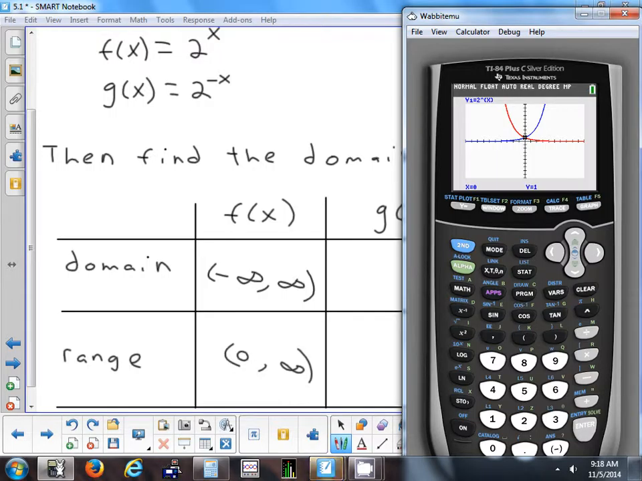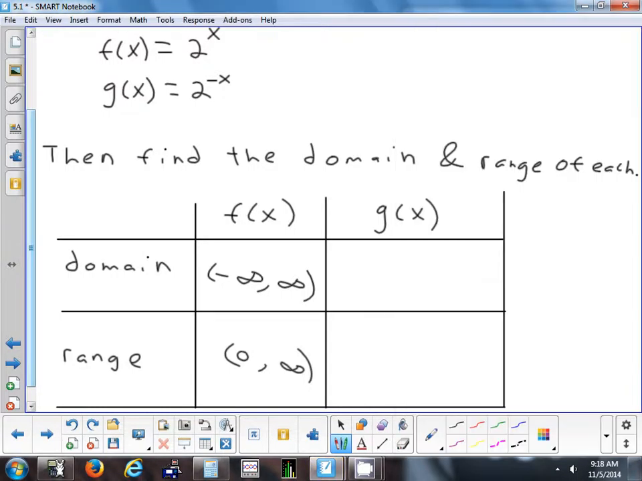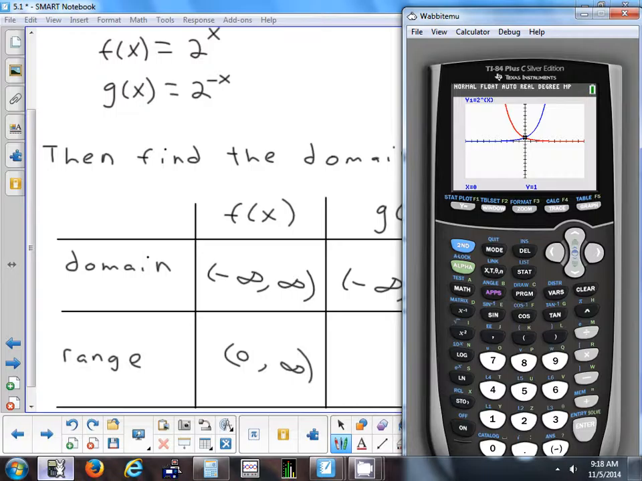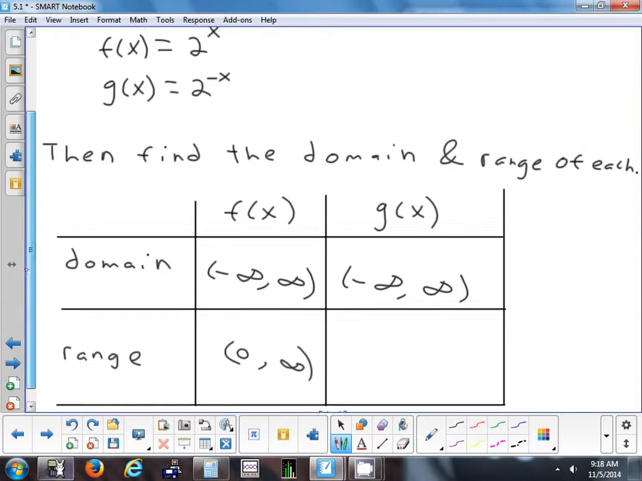and never reaches it. Okay, and g of x, well, let's take a look at that one. That is going left and right forever. So that one's still negative infinity to infinity. And the range, that's also the same. It's going from 0 to infinity.